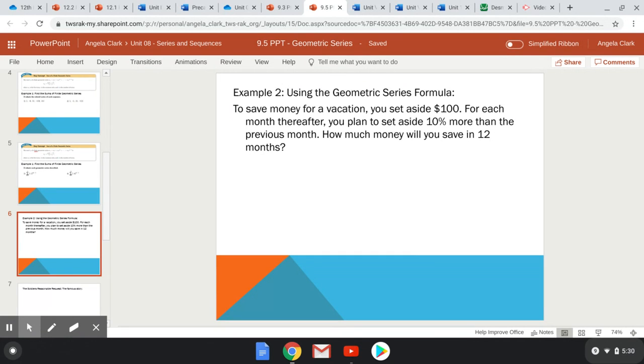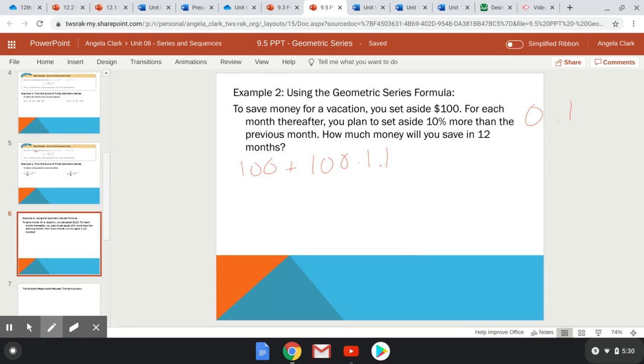So you might be thinking, where am I getting these numbers from? Or you've already figured this out and you're way ahead of me. That's fine. Basically, you're setting aside 100, and then 100 times 1.1, because 10% is 0.1.